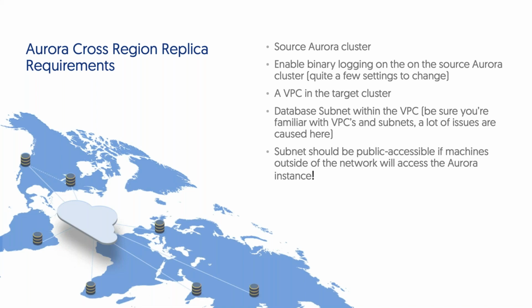And then finally, your subnet in your target, you may want to make it accessible to the public. Otherwise, you won't be able to access your Aurora instance unless you have an instance that's local on that subnet. So again, there's definitely some planning with the networking required there.